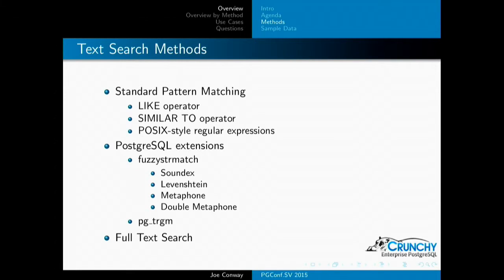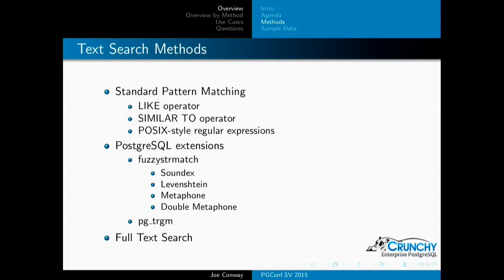These are the methods I'm going to cover. In standard pattern matching, everyone is probably well familiar with LIKE. There's also something called SIMILAR TO, and then there are POSIX-style regular expressions, which you may or may not be familiar with in Postgres. There are some extensions too. In Postgres, fuzzystrmatch allows you to do fuzzy matching, as it's called, using soundex, metaphone, double metaphone, and something called Levenshtein.